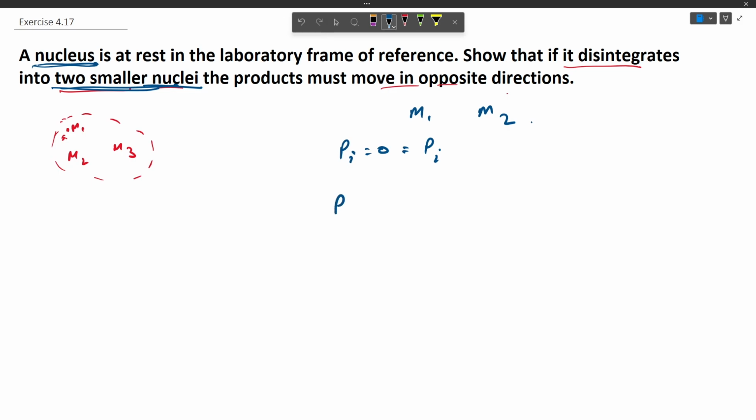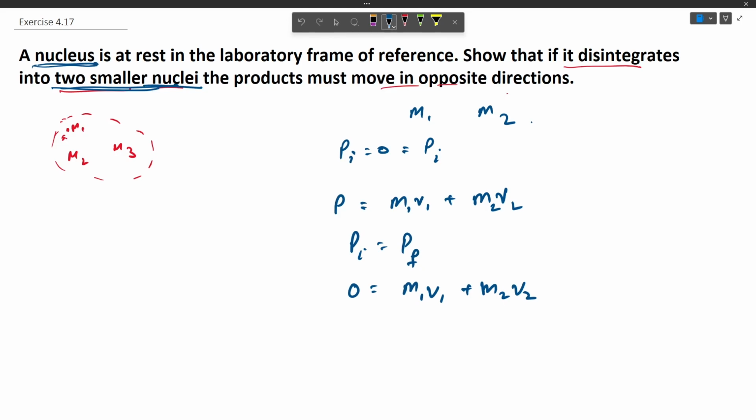Now P, the momentum, can be stated as m1 v1 plus m2 v2, where v1 and v2 are the velocities of masses m1 and m2. So according to conservation of momentum, P initial equals P final, or P initial is equal to 0, which equals m1 v1 plus m2 v2.